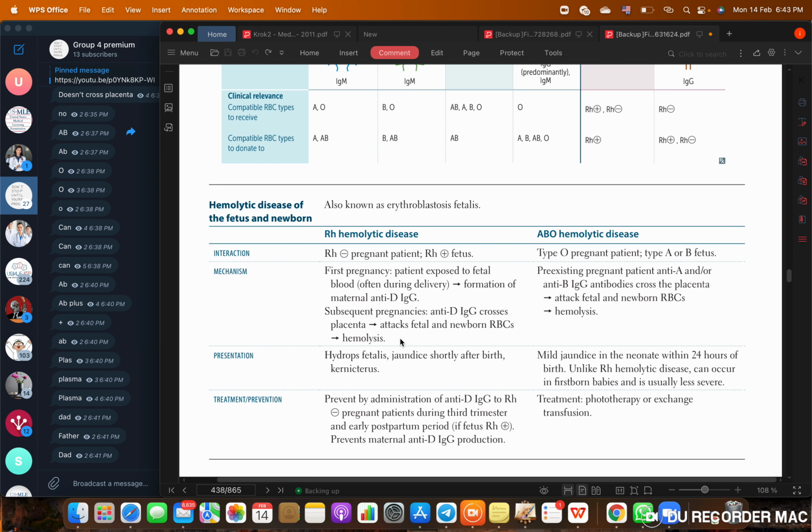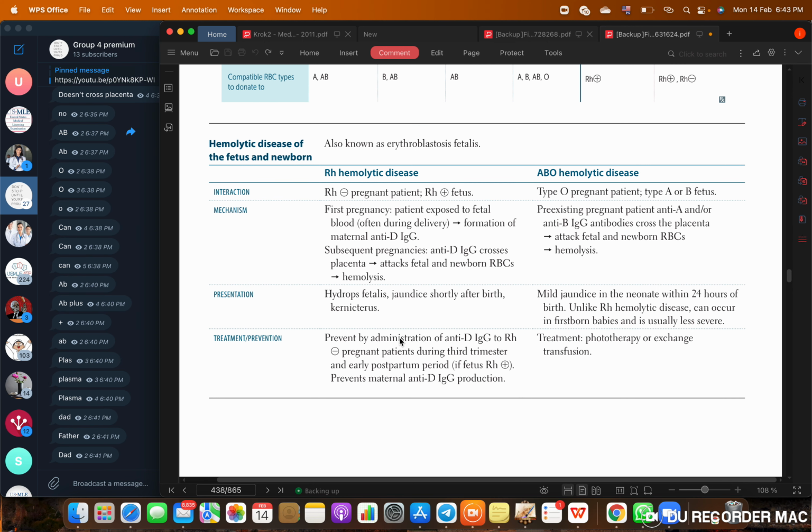Okay, but can it happen in the first pregnancy? The answer is absolutely not. It cannot. Why? Because she does not have the antibody yet. To get the antibody, she must have been pregnant before, had an abortion before, or a molar pregnancy before. If she did not, she will not have it in a first pregnancy. Subsequent pregnancy, the answer is yes.